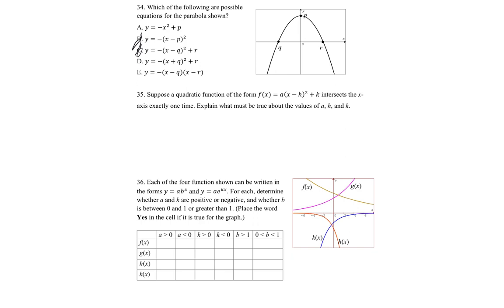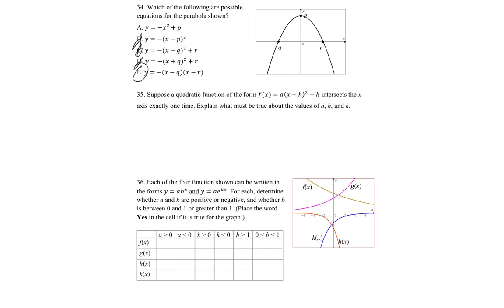Because again, we have one root at Q, one root at R. For D, it says that we have a repeated root at -Q. That's also incorrect. We have one root at Q and one root at R. E says that we have a root at Q and a root at R. That's true. So I'll circle E.